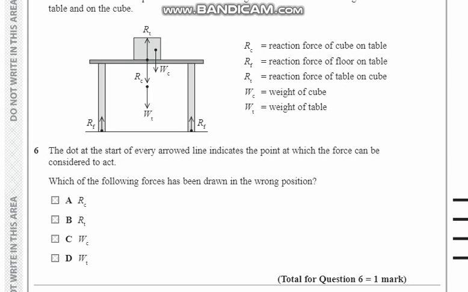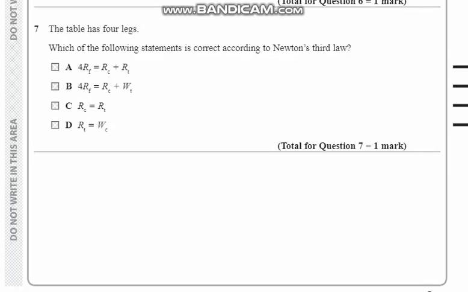We'll look at RC, or the normal force for the cube, and that's okay. It's not the table RT, which is the reaction force of the table on the cube. That's okay. We'll look at C, the weight of the cube. It's given in the middle line, so that's the wrong position there, and that's the answer. If we even look at the last option, that's the weight of the table, and that's right, so C is the answer. The seventh question is, the table has 4 legs.